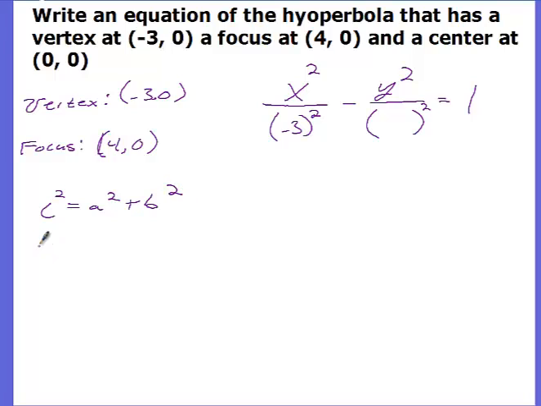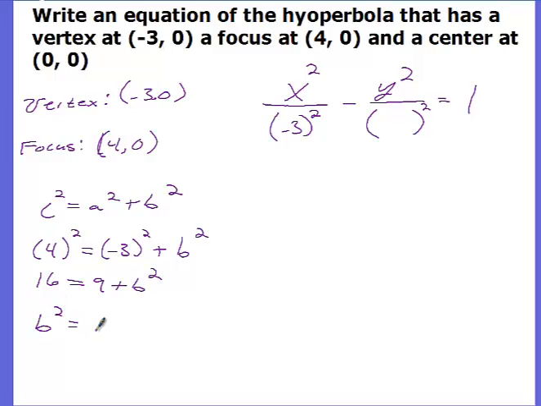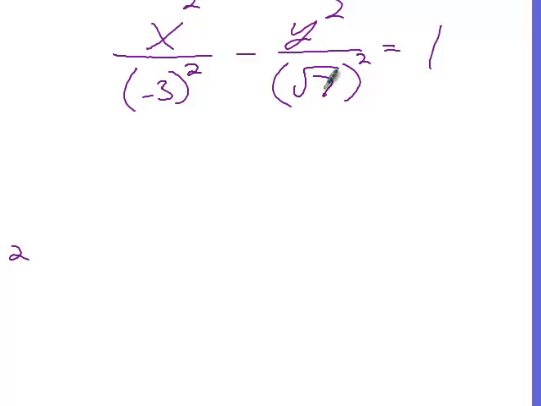Okay, plug in what you know. 4 squared equals -3 squared plus B squared, right? 16 equals 9 plus B squared. B squared equals 7. Everybody okay with that? Yeah. 16 minus 9, right? So that means that B equals plus or minus the square root of 7. Any questions on that? All right, so let me throw this in here.